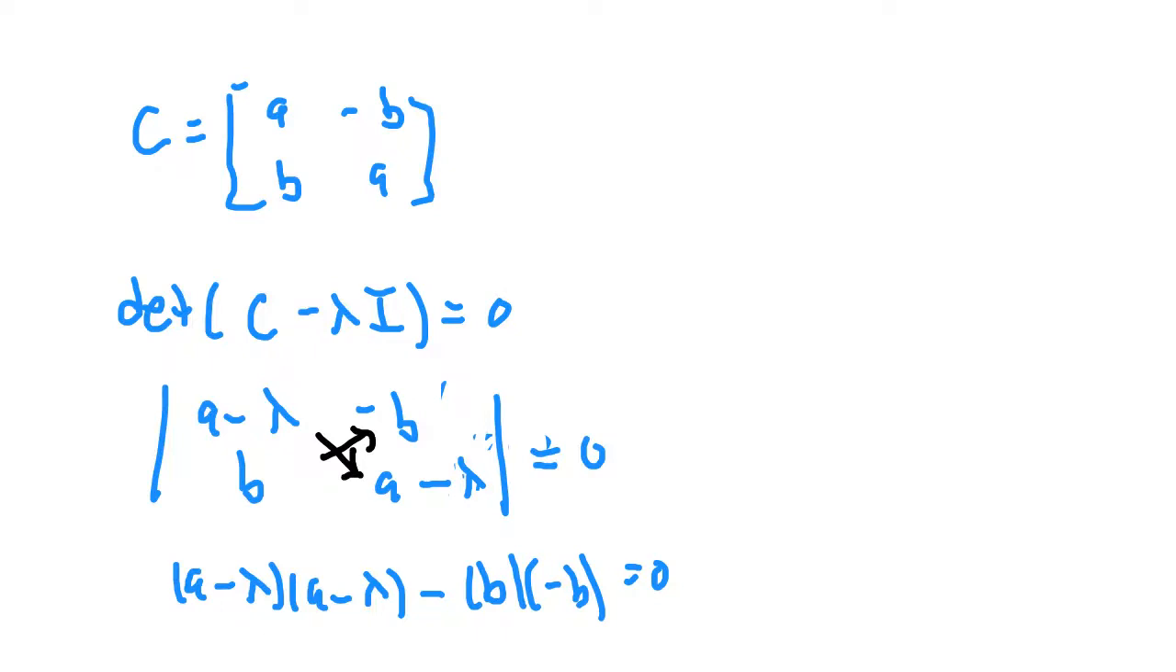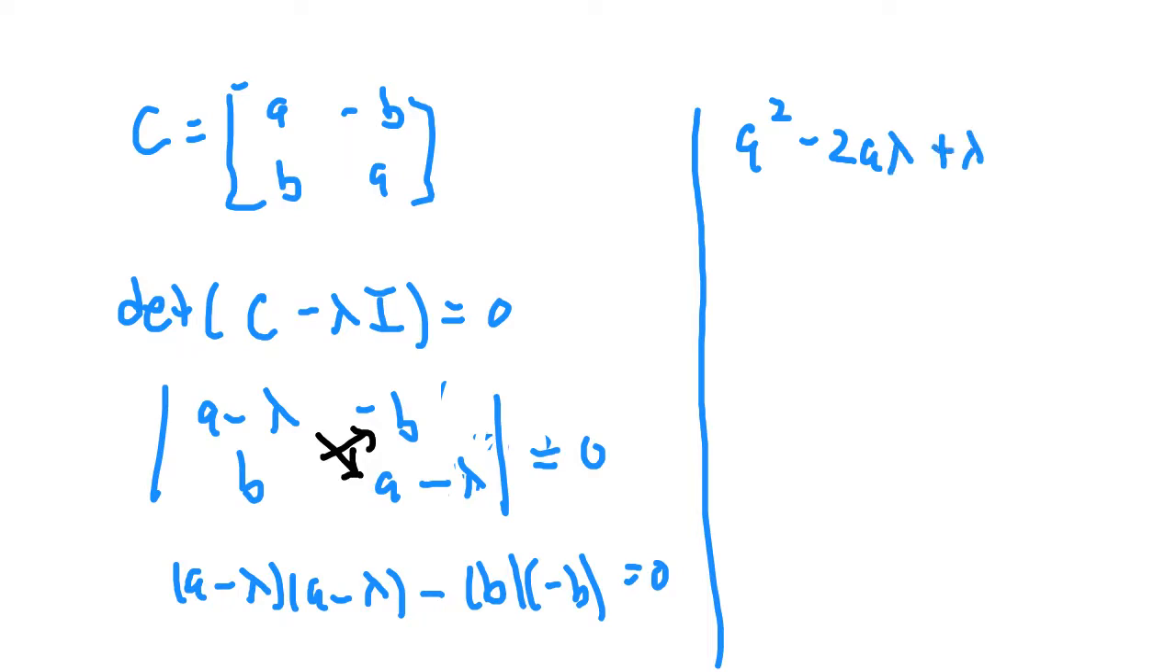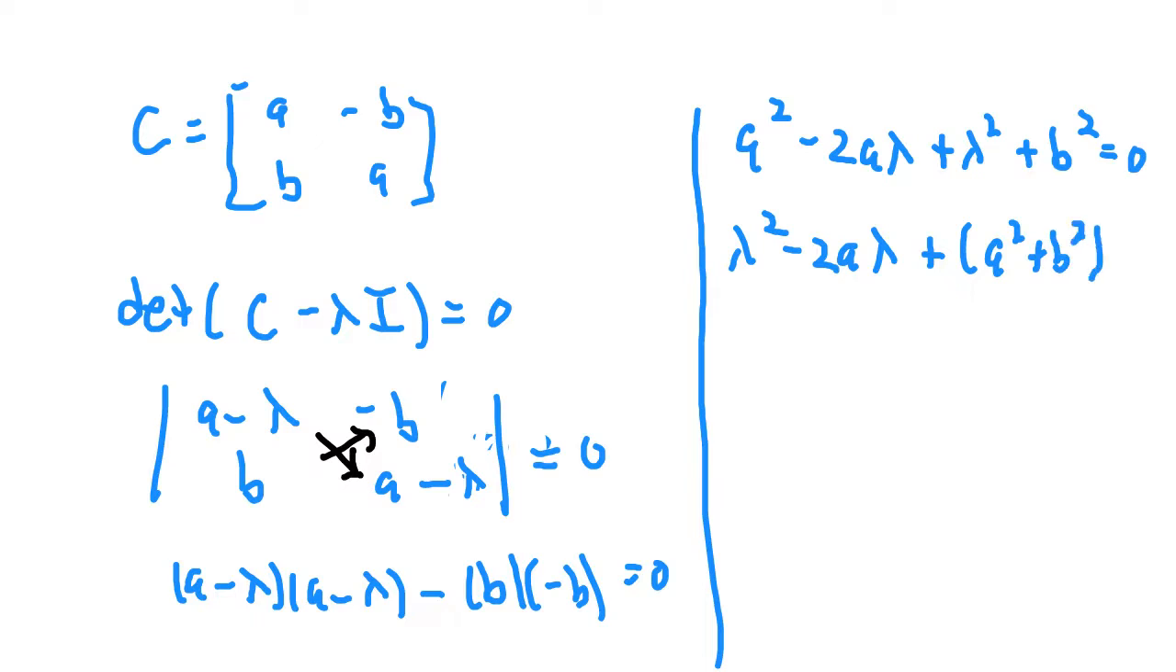Okay, and so if we continue here, you're going to get a squared minus 2a lambda plus lambda squared plus b squared equals 0. So lambda squared minus 2a lambda plus a squared plus b squared equals 0. Now, let me just make sure everything's good here.